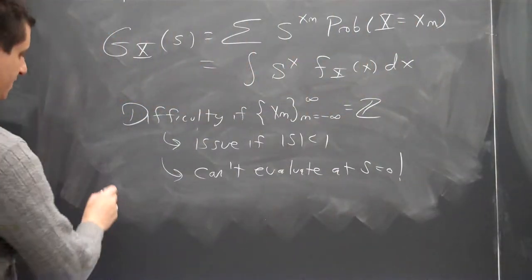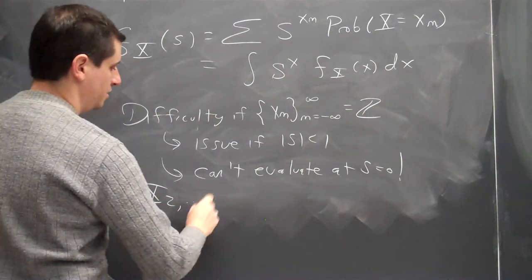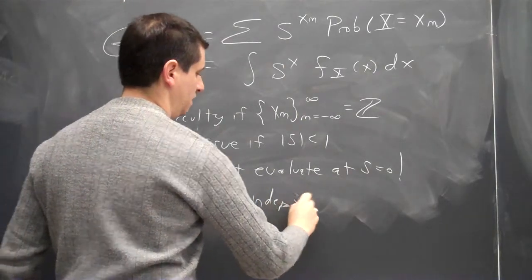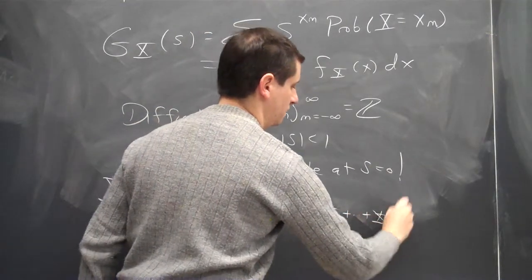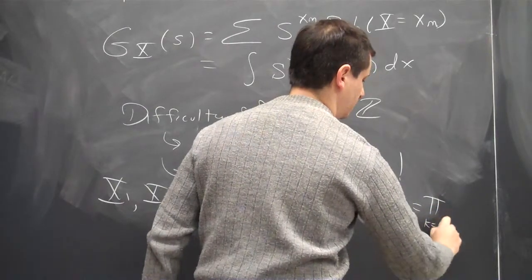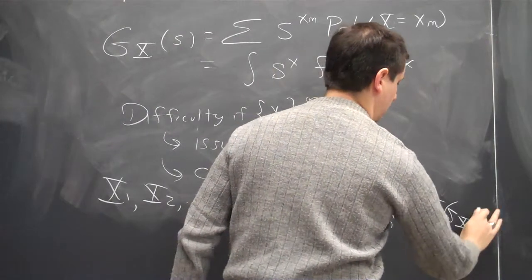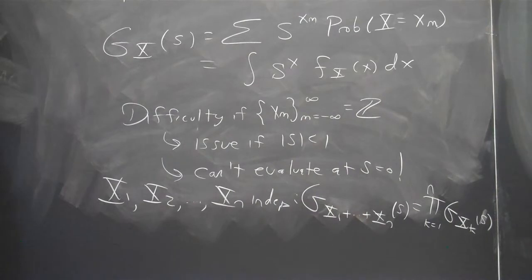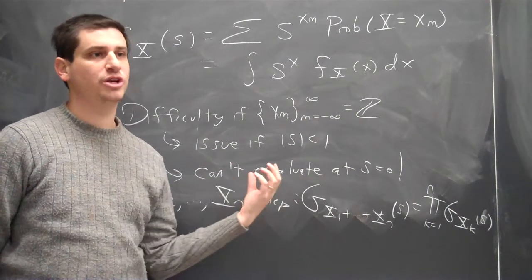And then we have a very nice fact. If X1, X2, ..., Xn are independent, then the generating function of their sum is the product of their generating functions. And this is one of the reasons we really like generating functions. Now, we only proved this when we had sums of 2 generating functions.